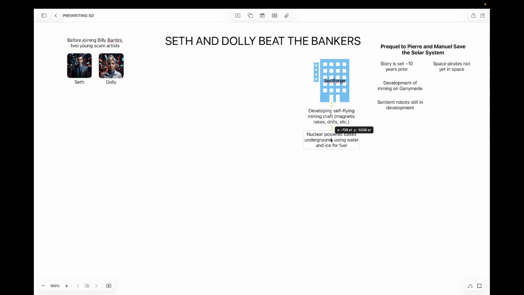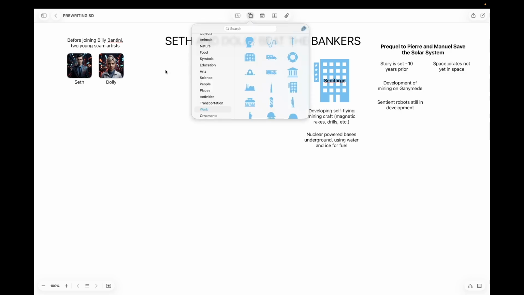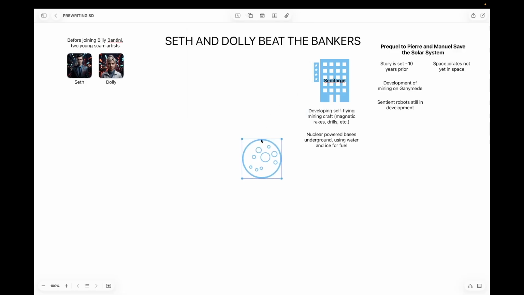Again, not super critical, though the idea of them sending self-flying craft from Earth to Jupiter opens up a possibility for theft, for graft, for corruption, for people with sticky fingers. So I should probably also add some symbols for that. Let me see here. Science. Do we have a planet? Oh, I kind of like that. Let's put the moon and call it Ganymede.